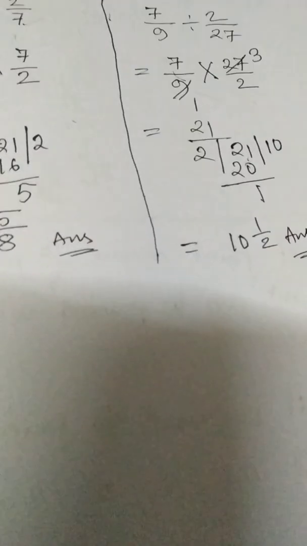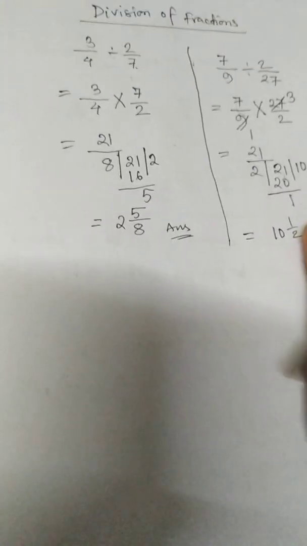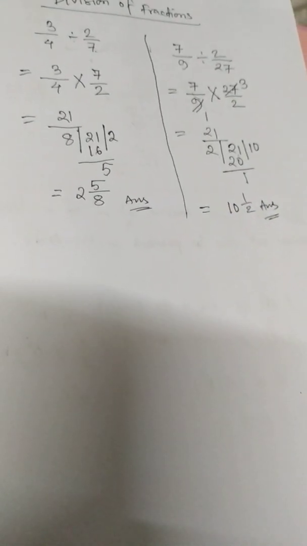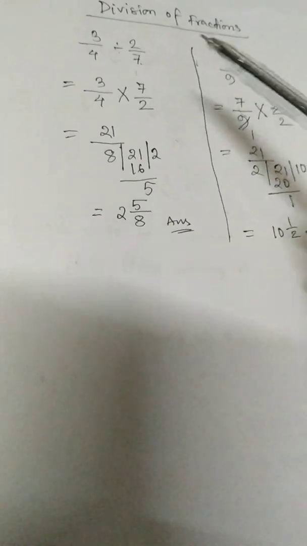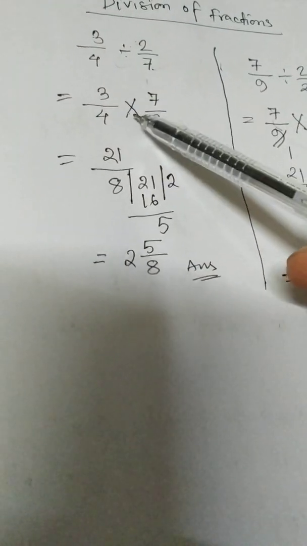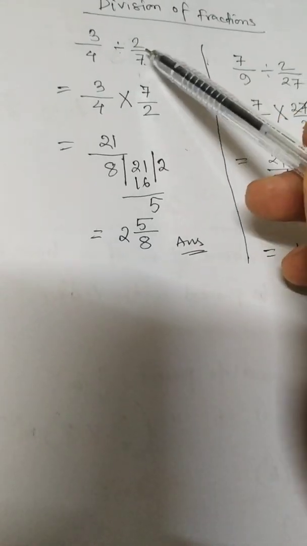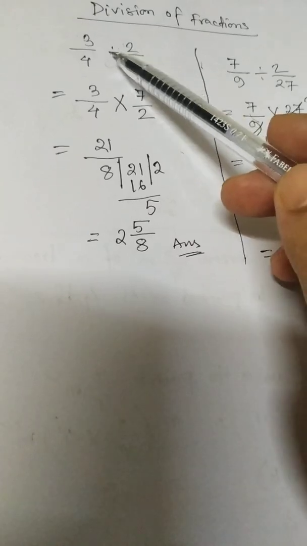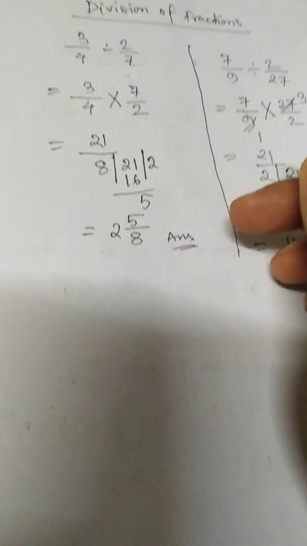Okay, so it's very simple. We can just divide fractions very easily. There's nothing different. The one thing which you need to do is the first line. We just need to change the division sign into multiplication sign, and for that you need to interchange the position of the fraction which is after the division sign. That's it, nothing else.